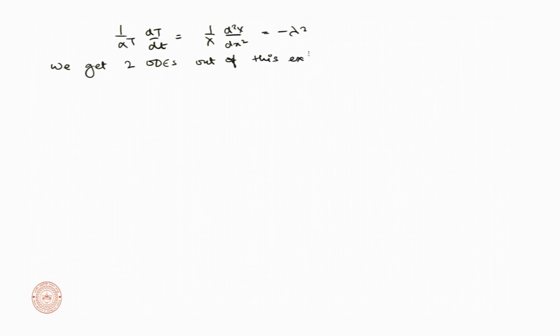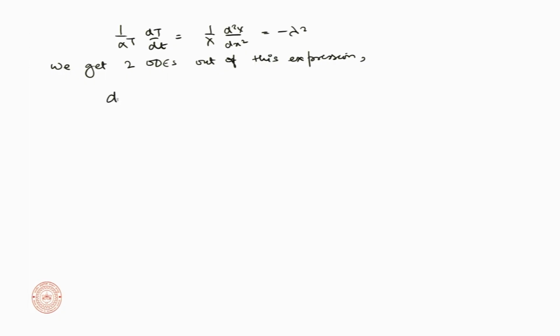Okay, let us rewrite our expression one more time. So, 1 by alpha T dT by dt is equals to 1 by X d square X by dx square is equals to minus lambda square. So, this is our expression. Now, we get two equations out of it. So, two ODEs out of this expression. What are the two ODEs that you can get? One is in terms of the T variable, and one in terms of X.